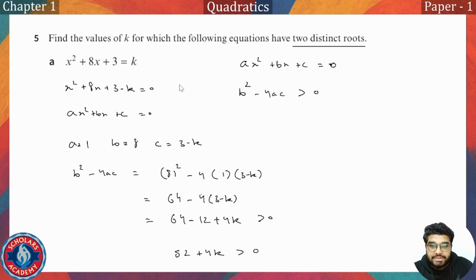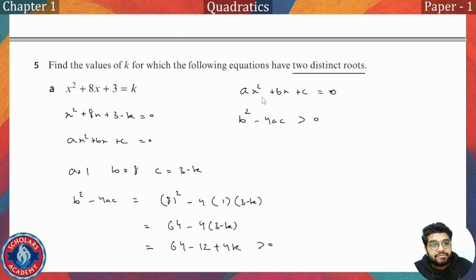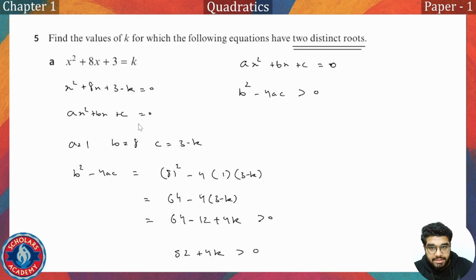So for all the values of k greater than negative 13, the discriminant will be greater than 0. That means we will have two distinct roots. I hope it is clear. Let's move forward.